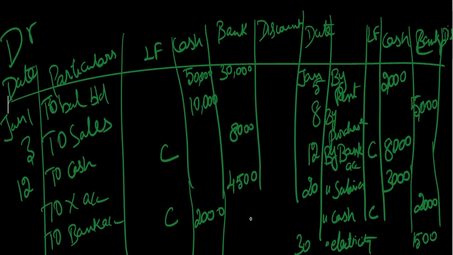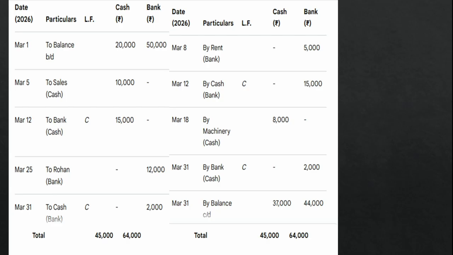After finding the balance from these two columns, we have to enter the balance in the cash book. The total for the cash column is 45,000, so the total is 45,000 rupees. The balance is 37,000. And then next one is the bank column, the total is 64,000 and the balance for the bank account is 44,000 rupees.